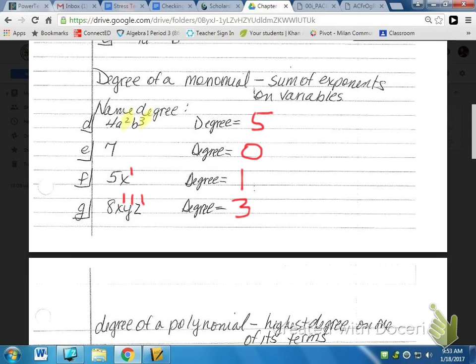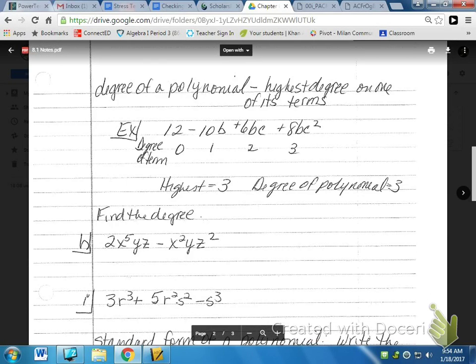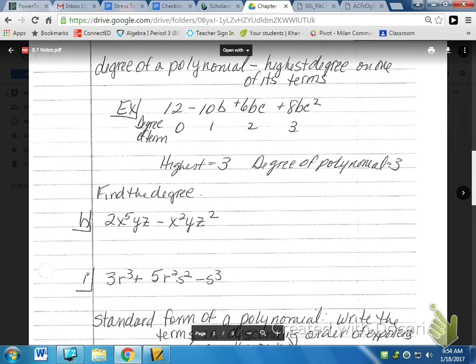All right, now we have to up it a little bit when we talk about the degree of a polynomial. Slightly different, and here's where it gets tough, because kids forget and they start adding all the way across that polynomial, and that's where they make mistakes. That is not what you do. For the degree of a polynomial, so something that's a binomial, trinomial, or more terms, it's the highest degree on one of its terms.